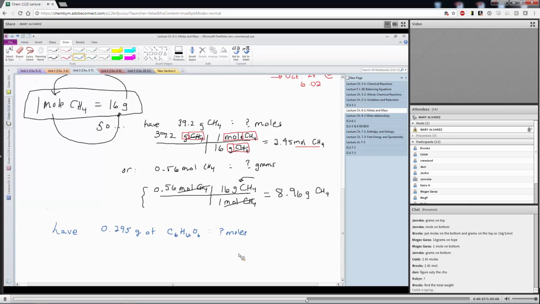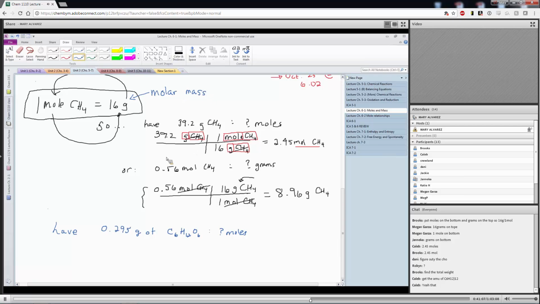Perfect. Brooke says find the total weight or the molar mass of the C6H12O6. I think that's what Danny was saying, was figure out whatever this is. How many grams are in that? Yeah, or the atomic mass units, which is the same, because the atomic mass unit of one molecule is the same as the grams of 1 mole. That was this, right? This is our molar mass that we had to use to do this conversion in the first place, which is why we started this lecture by learning how to calculate molar mass.